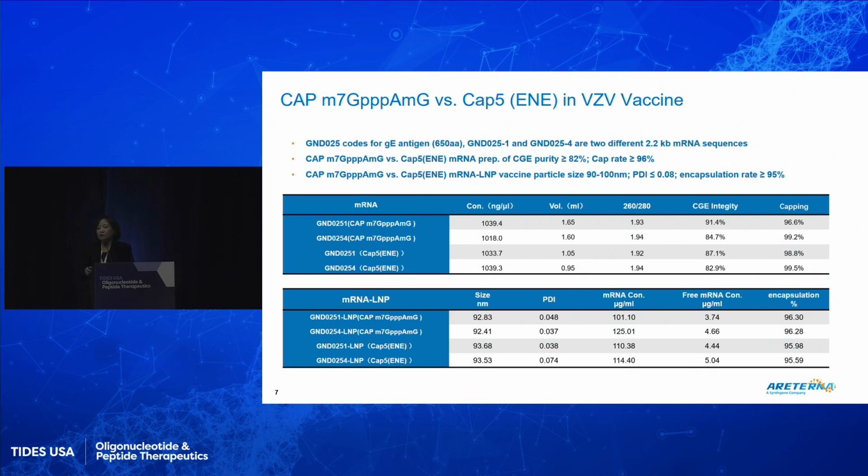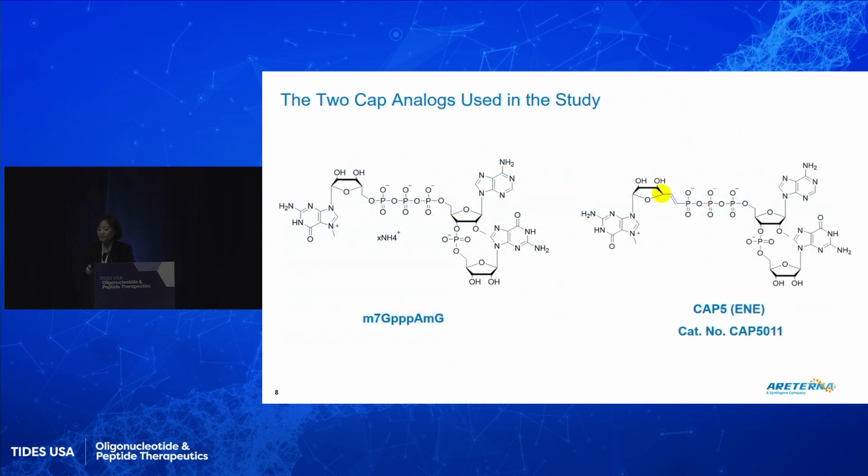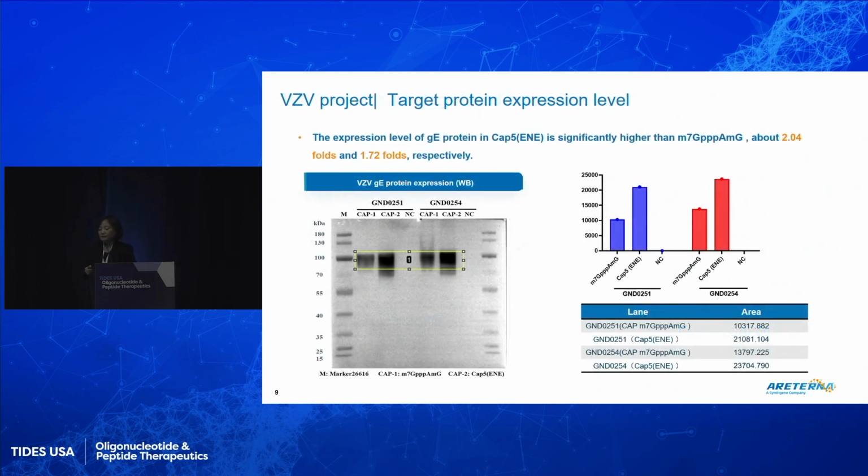If you look at the purity, integrity, or capping efficiency, they're all very similar. And then we encapsulate them in LNP. In LNP, we look at the particle size, PDI, and percentage encapsulation. They're also similar. This is just to remind you that the difference between the caps is the double bond.